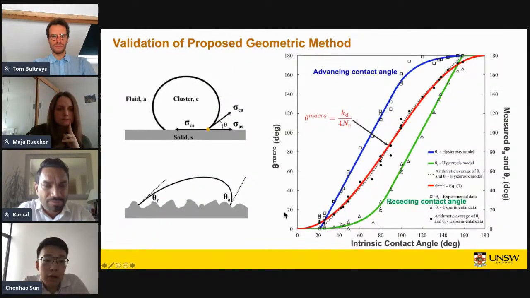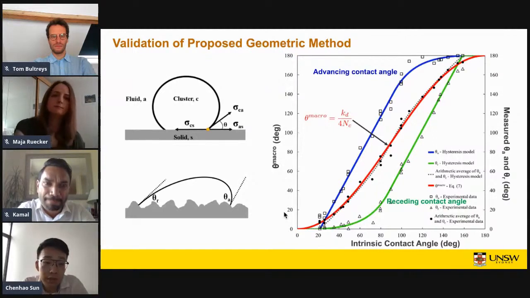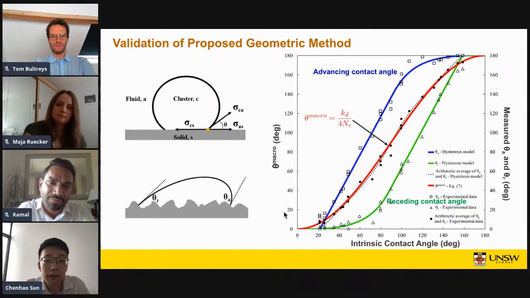To demonstrate how this method can capture the effect of the surface heterogeneity, we use a simple system, which is a sessile drop on a rough solid surface, to provide a proof of concept. We compare the average of advancing and receding contact angles in a rough capillary tube for different intrinsic contact angles, from the work of Morrow, to the theoretical results of the macroscopic contact angle I just mentioned.